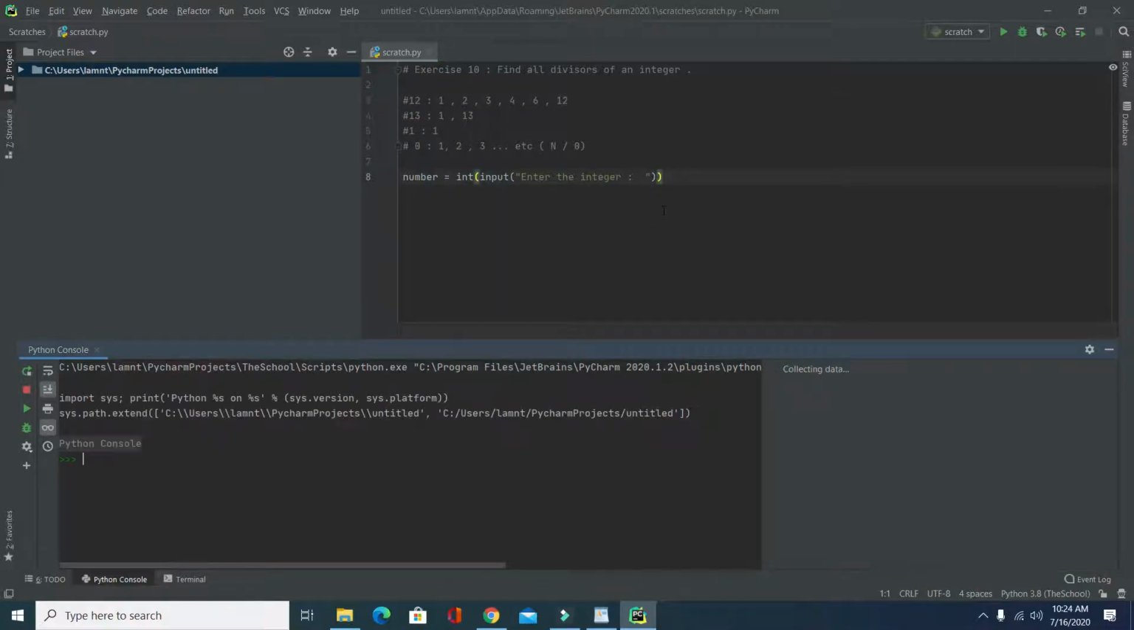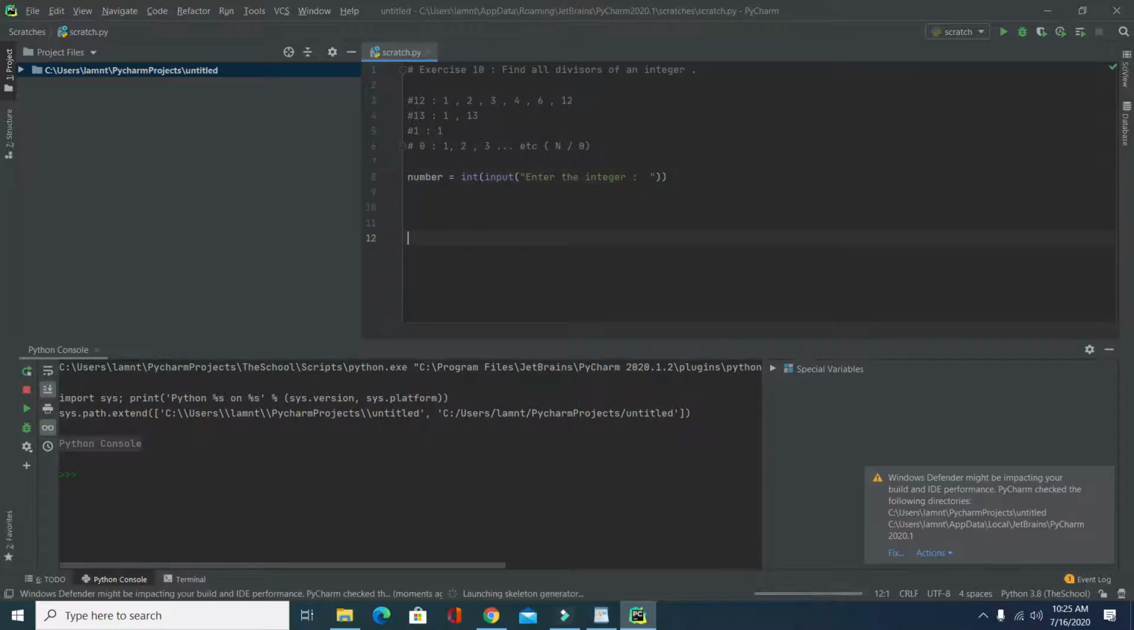So yep, number. Now we have to find the divisors of the number. So the algorithm would check if the number is divided by any other number that's smaller than it, up to itself, and it's going to add it to the list of divisors that we're going to provide. So here's the algorithm.